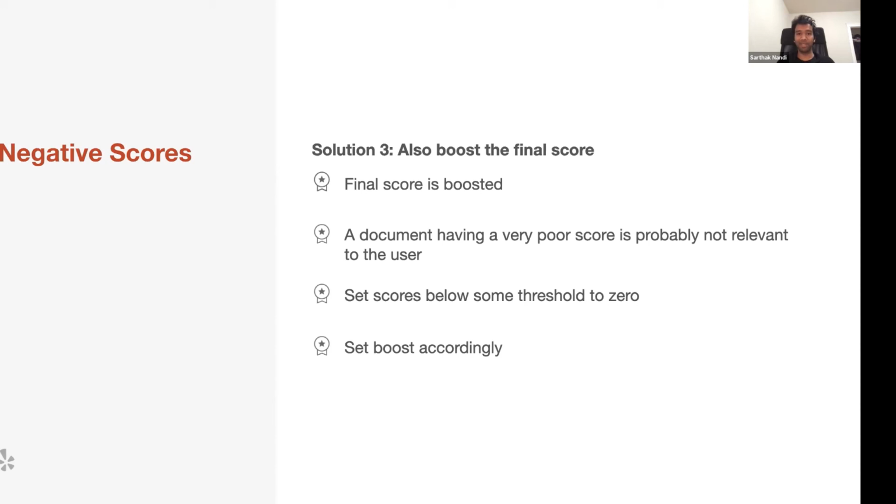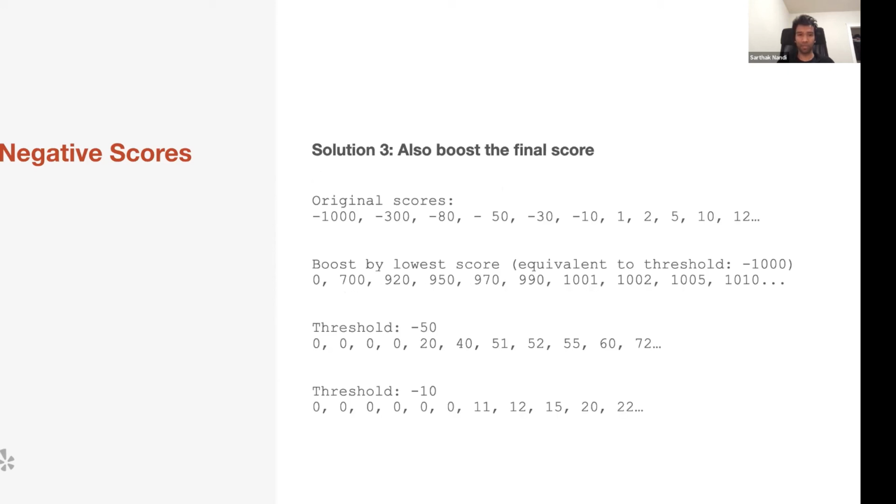So we decided to boost the final score from the model, which brings us back to the problem of loss of precision. Now, a document that has a very poor score is probably not relevant to the user. So we tried setting a threshold and setting scores below this threshold to 0. So now we only have to boost scores by this threshold. This is an example of how it would work.